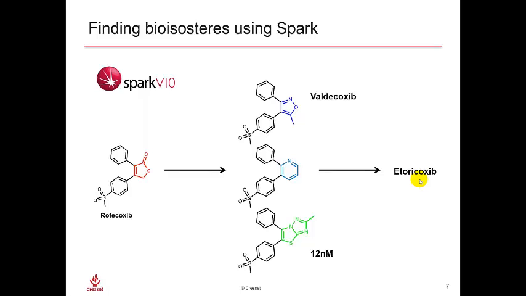But where the really interesting substitutions come into play are in the cases where cyclic lactam is replaced by sulfatriazole, and it turns out that this is a 12 nanomolar compound, and as chemists, not very many of us would scribble this sulfatriazole as a bioisostere for cyclic lactam. So using Spark, we can really get an unbiased list of bioisosteric ideas that we can try.